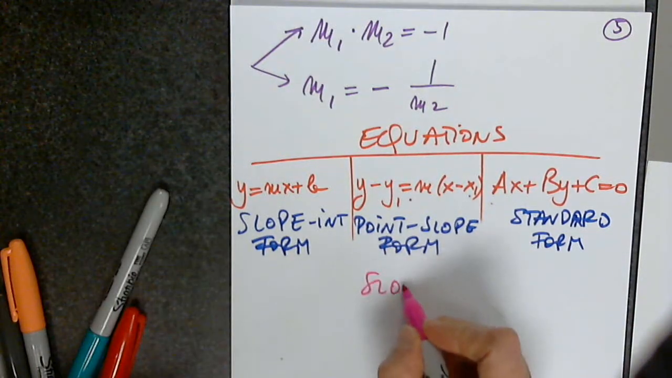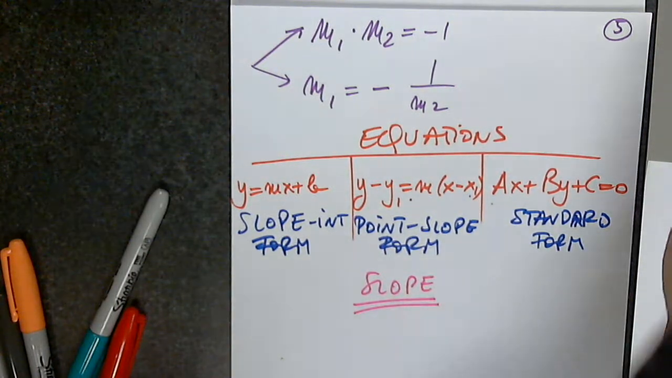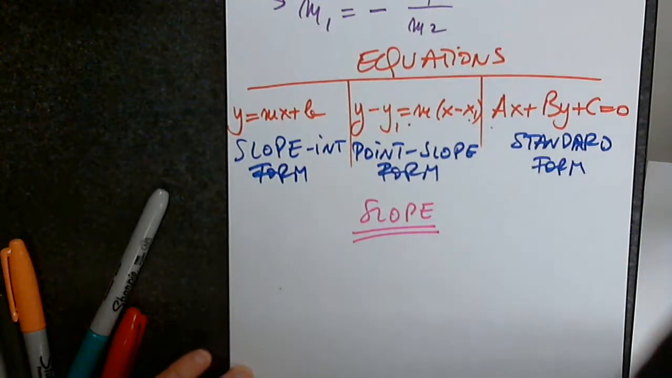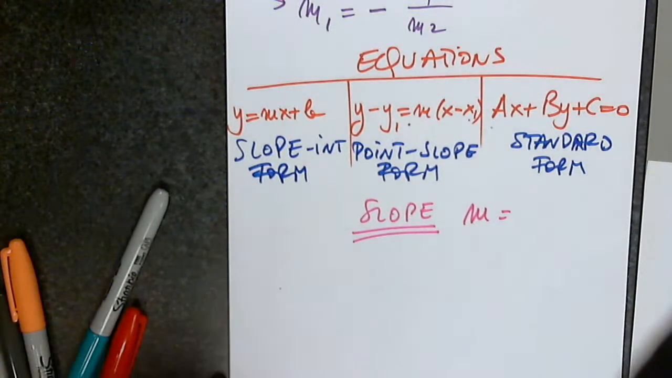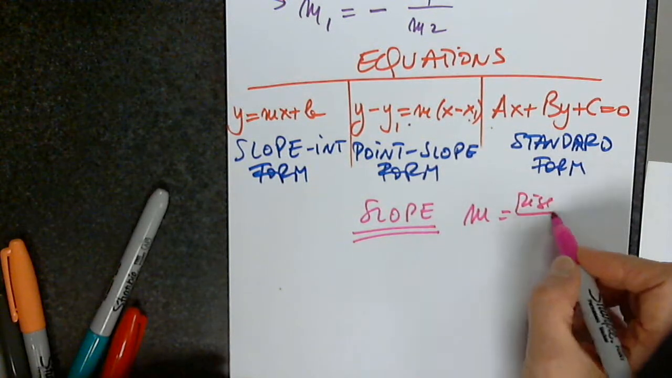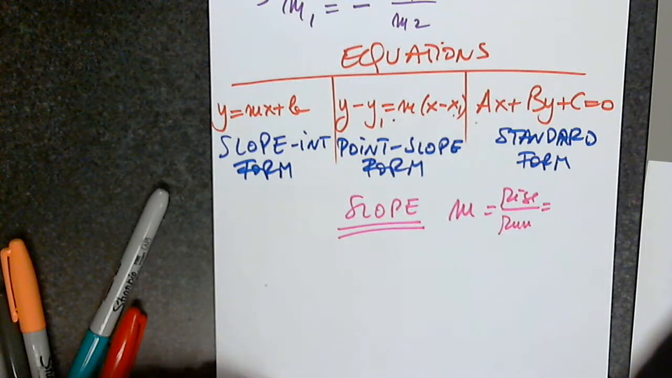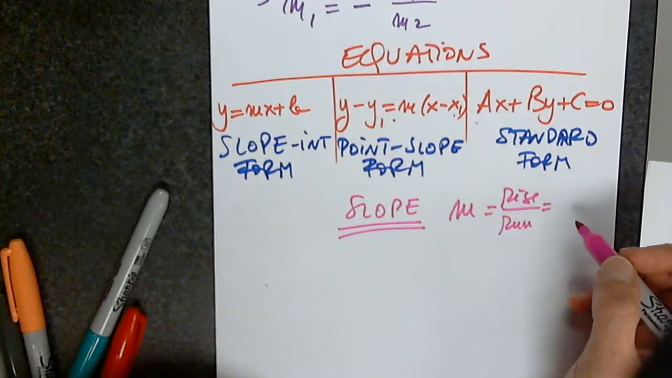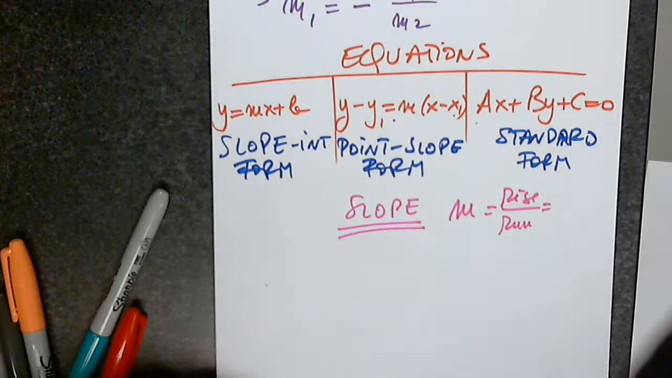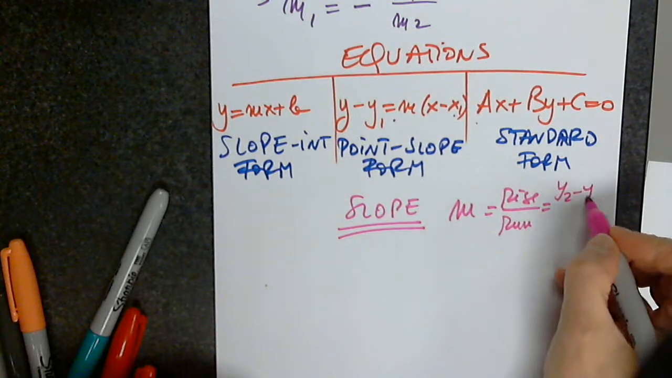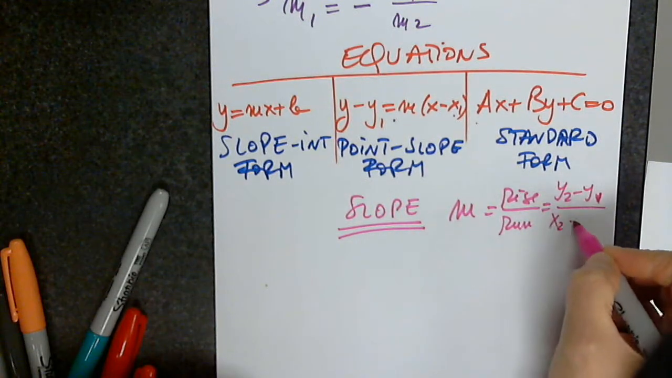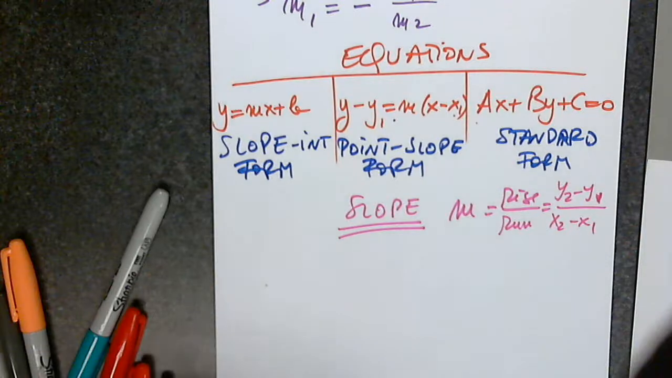And the slope of a line going through 2 points is? Yes? Which is? Difference in what? Difference in y over difference in x. Yes, difference in y over difference in x. Good.